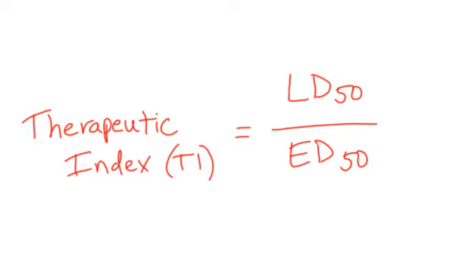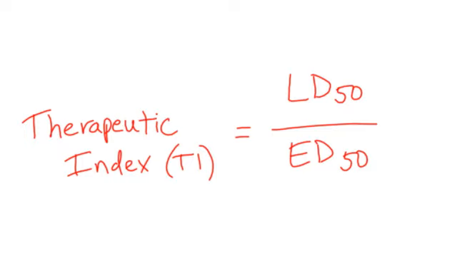Now, which is better? Safer drugs have a higher therapeutic index. So a high therapeutic index means that the drug is safer. Let's think about that mathematically. Look at the numerator. If LD50 is higher, that means it takes a higher dose of the medication to kill the patient, and that makes it safer, right?